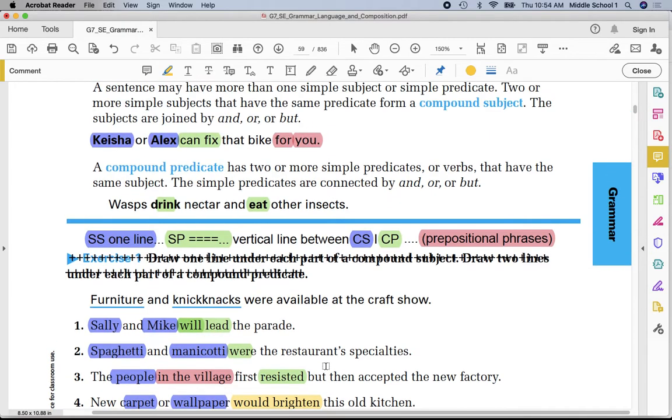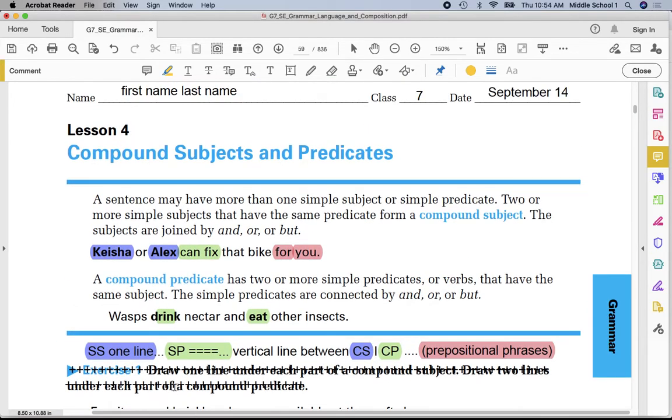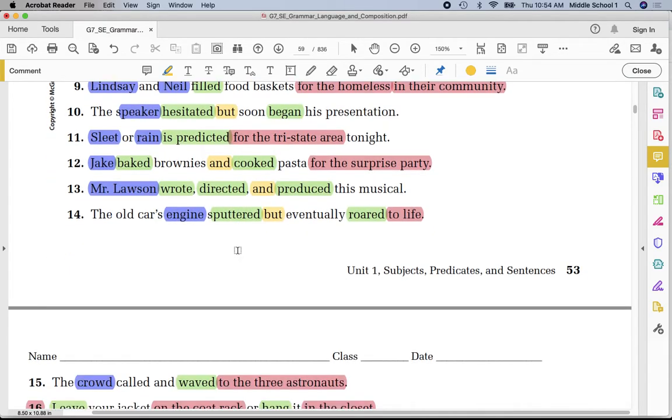If you need to be remembering these directions, you can put these directions on the top of the next page as we continue to work through the exercises.